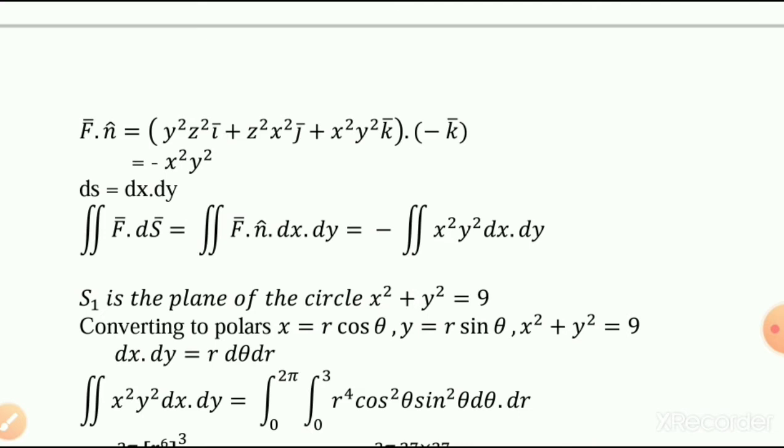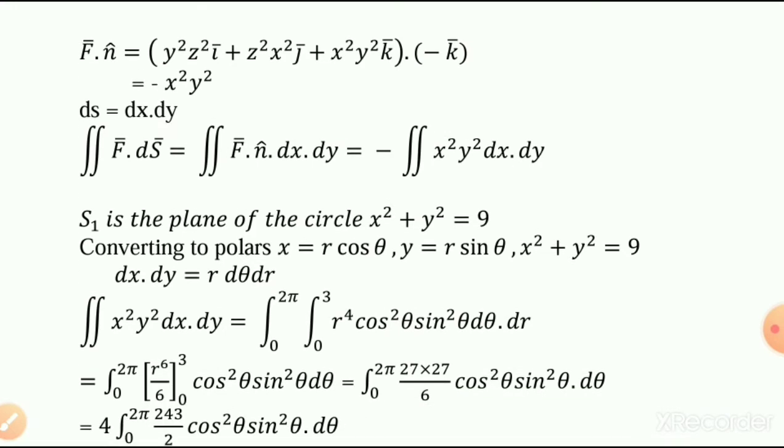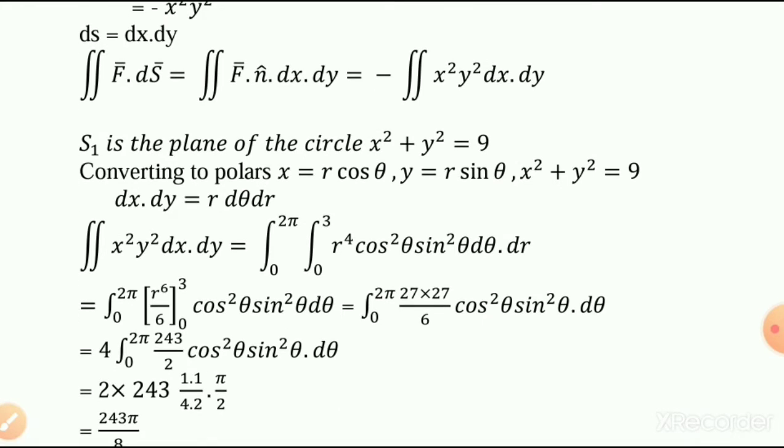Therefore dS is equal to dx dy. So the double integration of f bar dot dS bar is equal to the double integration of f bar dot n cap dx dy, and as f bar dot n cap is negative, the minus sign is outside the integration, minus double integration of x square y square dx dy. Now S1 is the plane circle x square plus y square is equal to 9. As we are considering x and y only, it becomes a two-dimensional surface, and in two dimensions it becomes a circle x square plus y square is equal to 9.